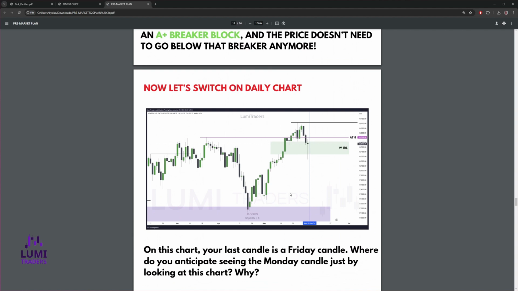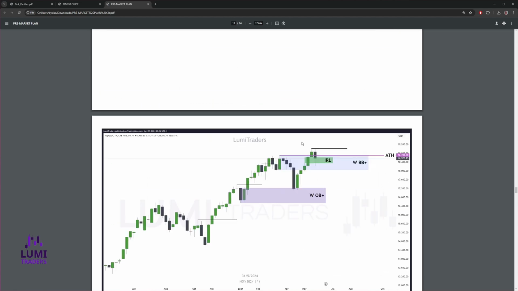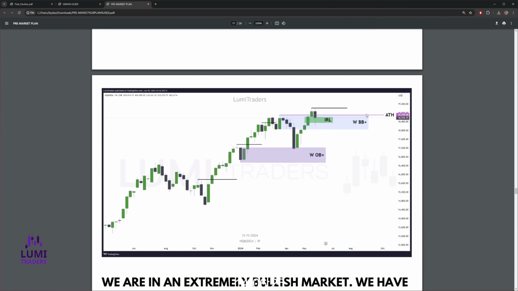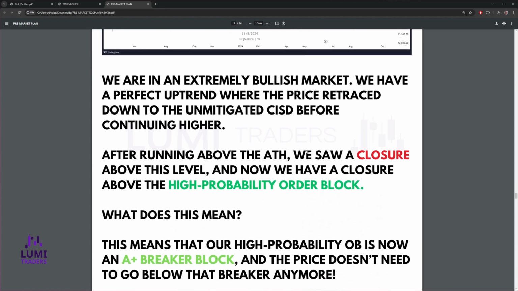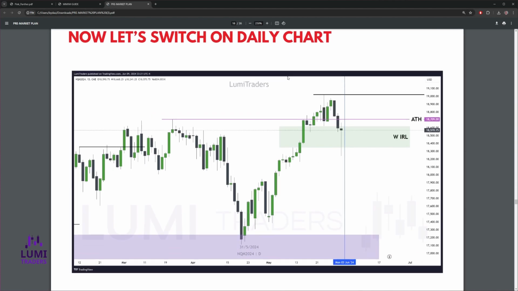Now let's switch to the daily chart. What can we see here? By the way, I just also want to mention something. Since we got closure above this buy-side liquidity, we got a run on external range liquidity, and now price has traced back down to the weekly breaker block and internal bullish fair value gap on weekly chart. On daily chart, we see exactly this picture. What can we see here? I'm going to give you time to answer to yourself.